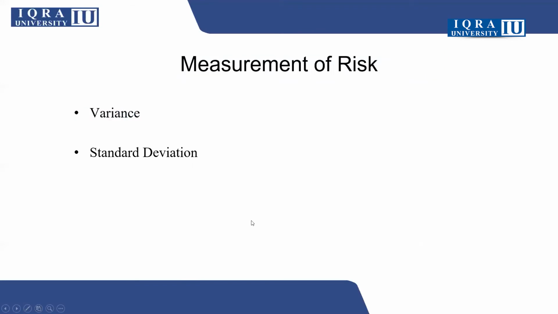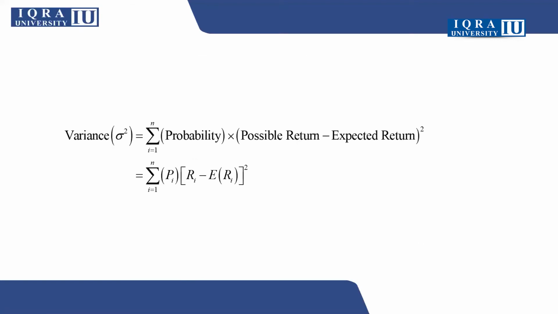Risk might be measured with the help of variance, or you can convert it into standard deviation. And you already have a fundamental understanding in your statistical courses, but here too we will discuss in much detail. Variance might also be calculated with the help of this formula. This might be used if the question is providing you probability and you have a possible return and expected return.